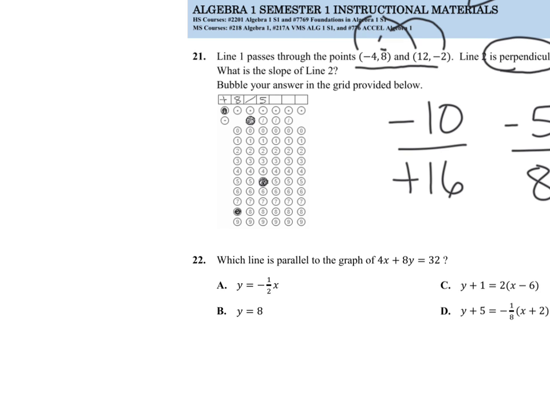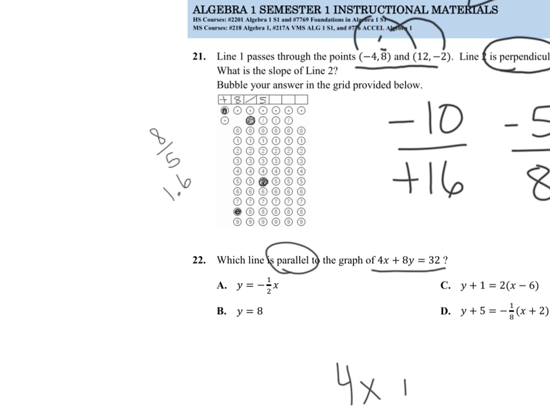If you feel uncomfortable with that, you could always put this in as a decimal. 8 over 5 as a decimal would be 1, let's see, 1, 8 over 5 with 3 left over, so 1.6. So I could always just put it in that way as well. All right, and then which line is parallel? Parallel means it has the same slope.